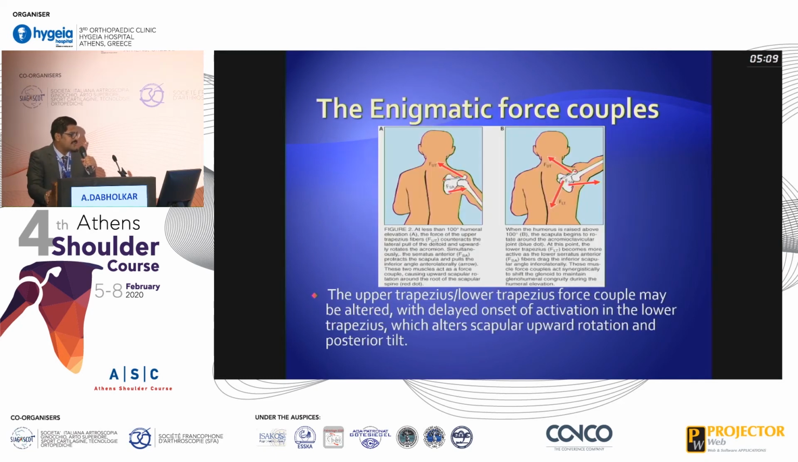What are the enigmatic force couples? We know that the serratus anterior and the lower trapezius are important muscles, important upward rotators of the scapula. The lower trapezius and the serratus anterior are the first muscles found to be inhibited, as found by Kibler. And this inhibition offsets the force couples.